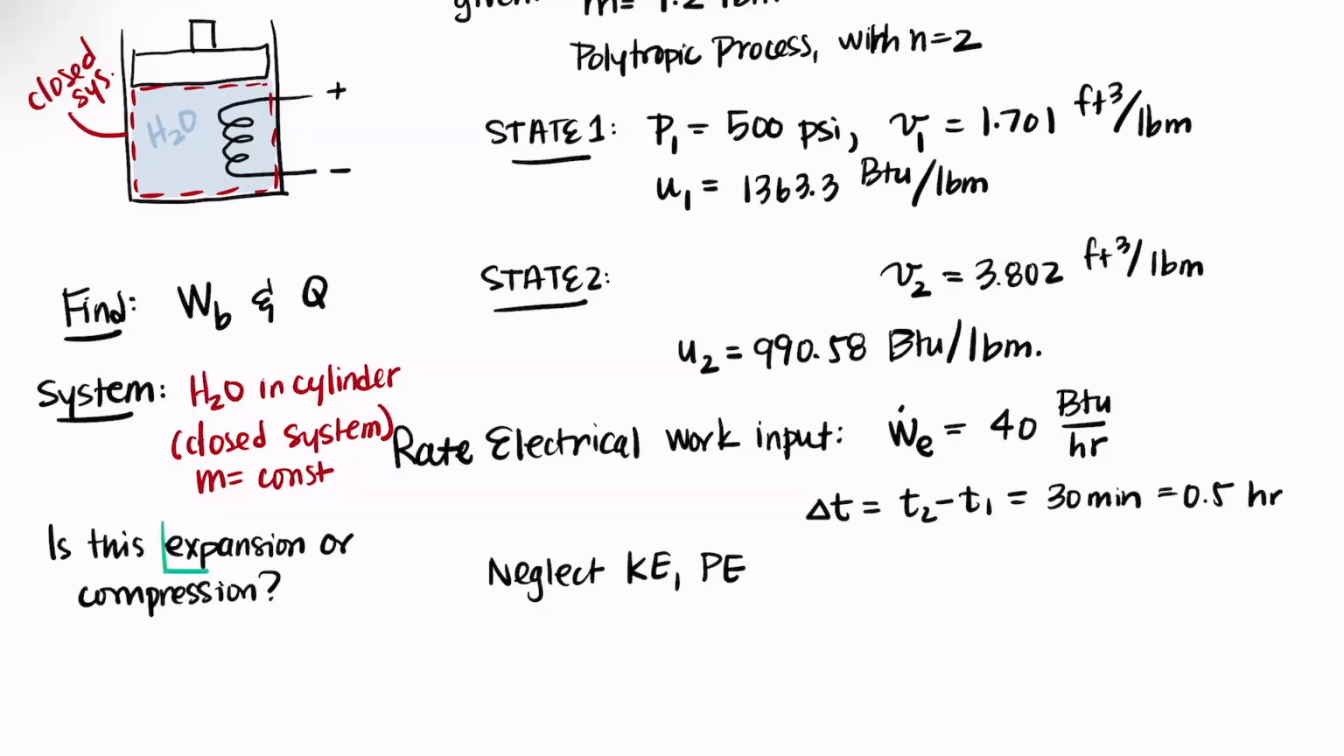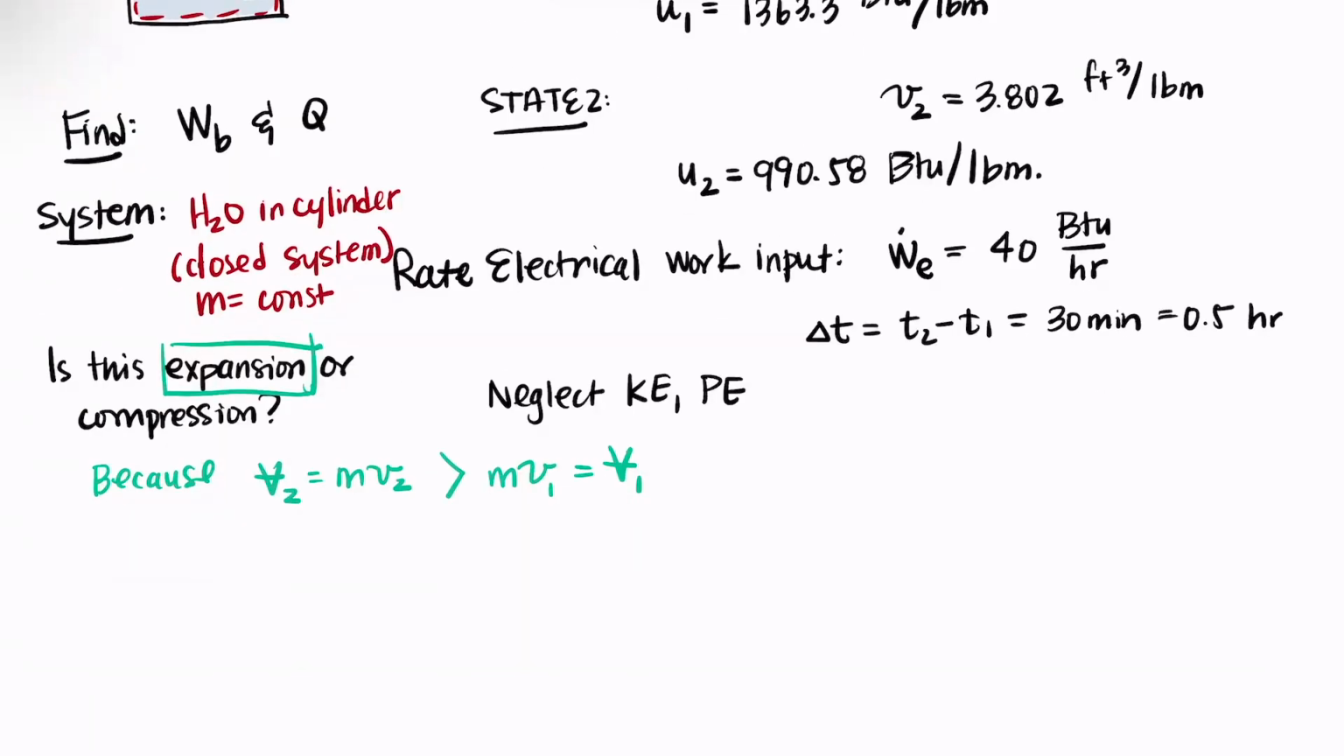So why do we think it's expansion? Right. So our second volume is larger than our first volume. We can just compare our specific volumes in this case because the mass is constant, but if the mass wasn't constant, we'd want to be careful about just comparing specific volumes, right? Okay, fantastic. All right, so let's talk about boundary work.